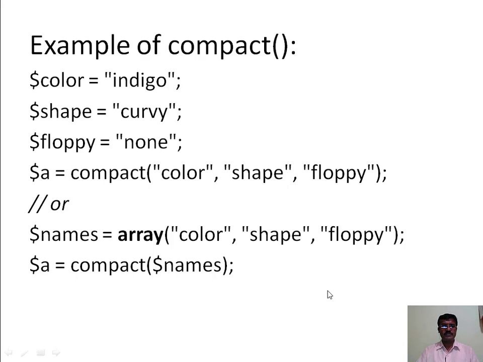For this compact function, we can pass the individual variable names as separate parameters, or we can even pass an array. So in the second example, here I have created an array of variables under the name names. Now this array, that is the names array, can be passed to your compact function. In this way also we can convert those individual variables into an associative array.